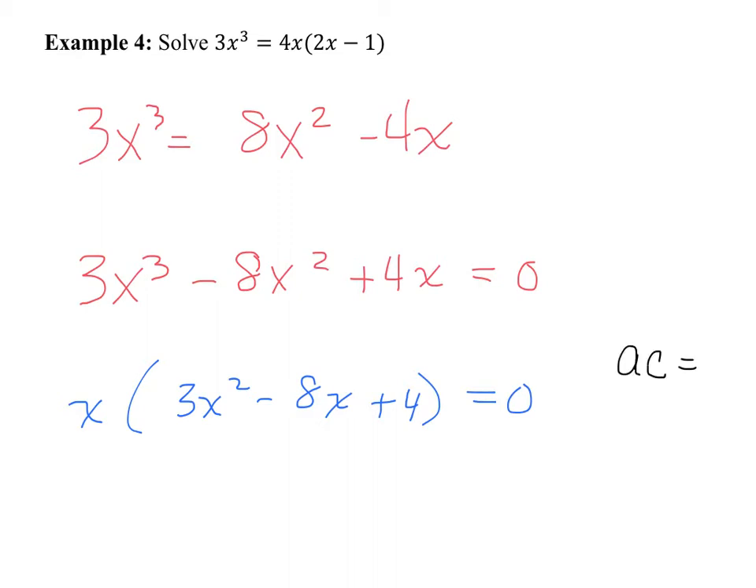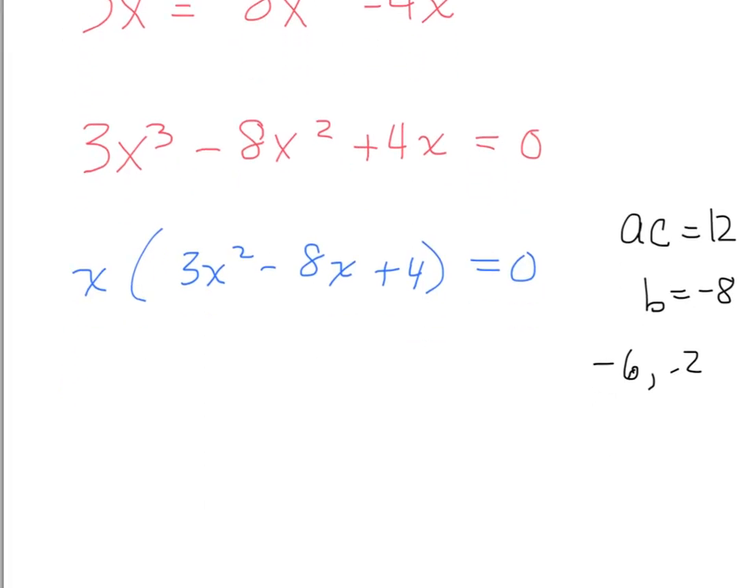Okay, so what's AC? 12, very good. And B is negative 8, right? Now what numbers multiply to 12 and add up to negative 8? Yeah, very good. Negative 6 and negative 2 are the numbers we're going to use here. Negative 6 and negative 2 gives me negative 8, and negative 6 times negative 2 gives me positive 12. So I go ahead and I break up this middle term into negative 6x and negative 2x.